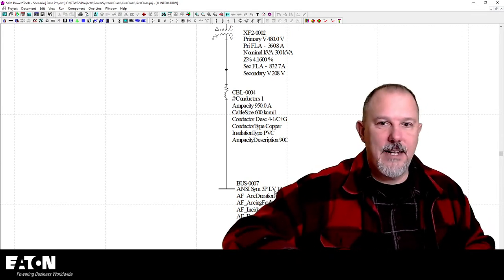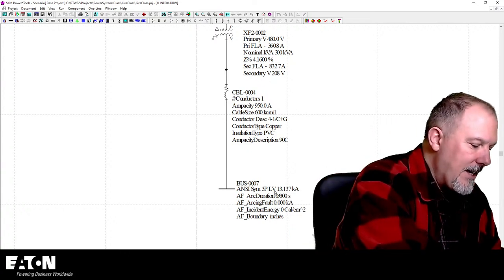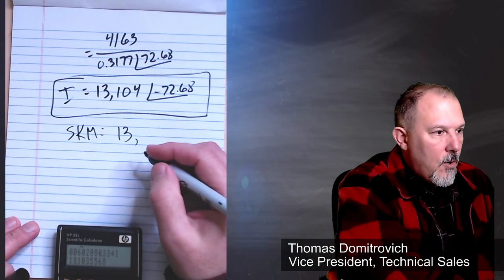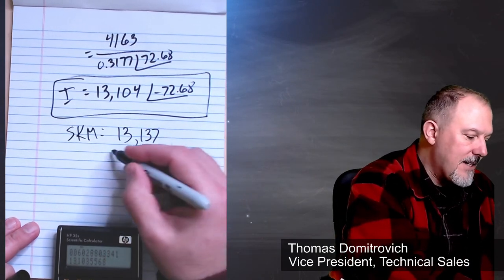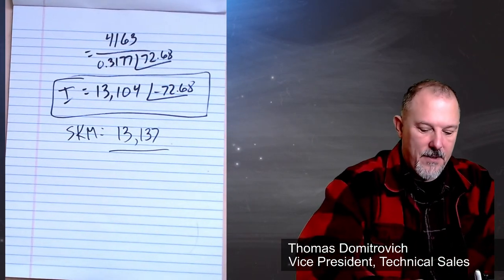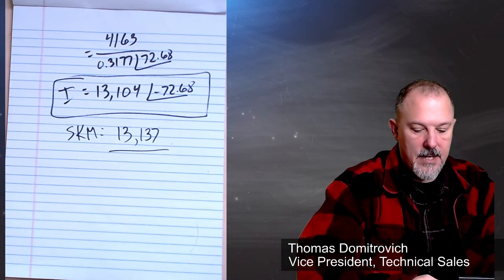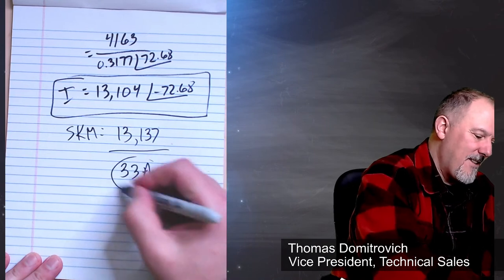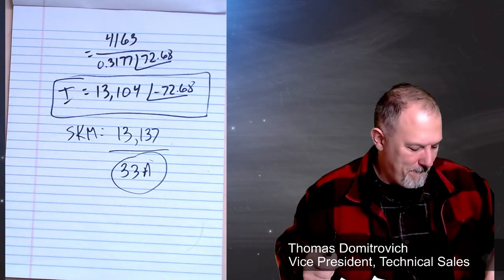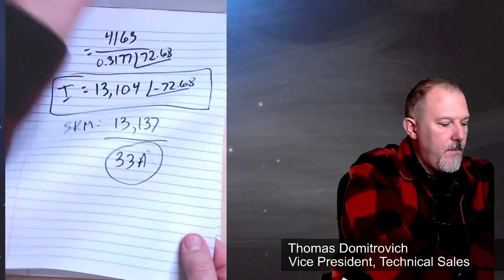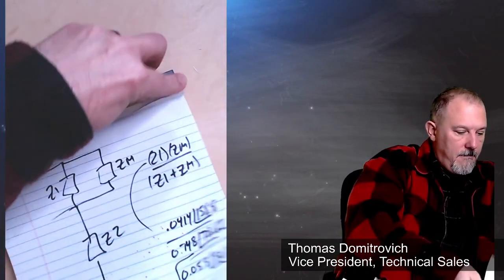13,137. We calculated 13,104. SKM says 13,137. It don't get no better than this. We are 33 amps off. Now that's smoking hot. All right. So what did we do? I'll include both of these.